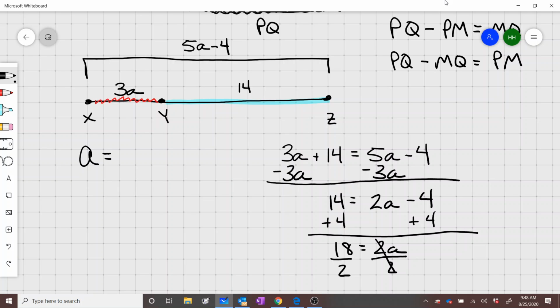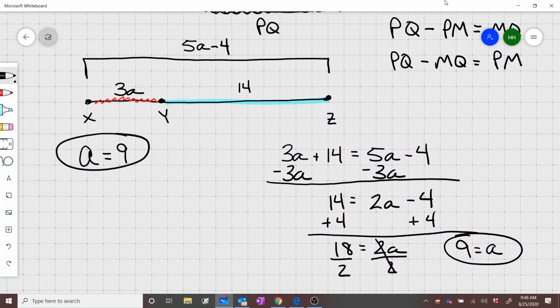And the 2's cancel. And what's 18 divided by 2? So 9 is equal to A. Alright. So A is equal to 9. So that's an extension of the concept of red piece plus blue piece equals black piece. Okay? You guys alright with that?